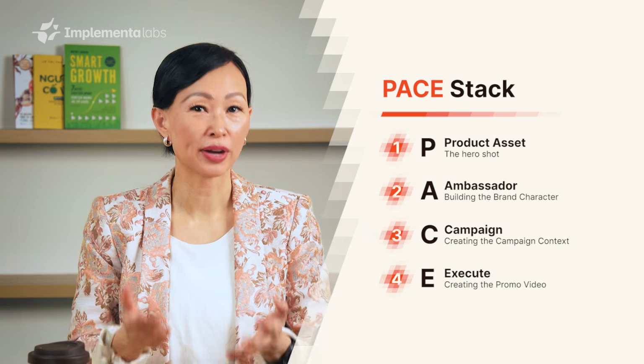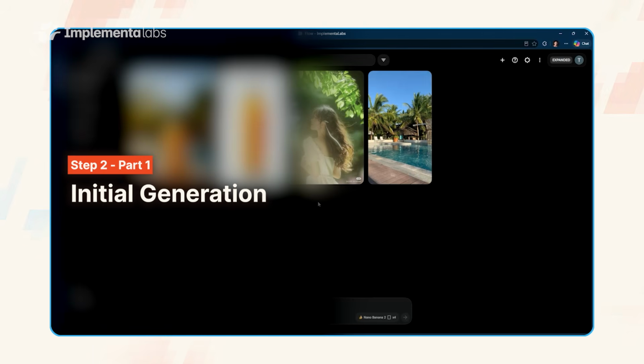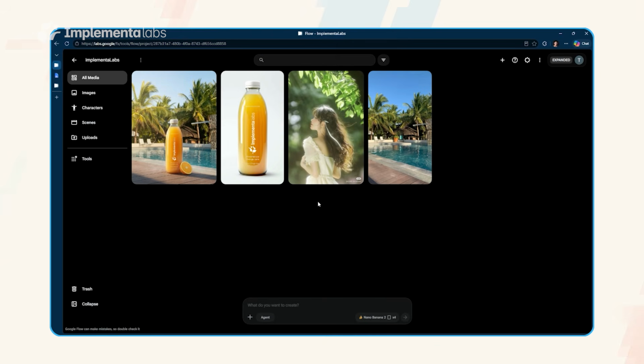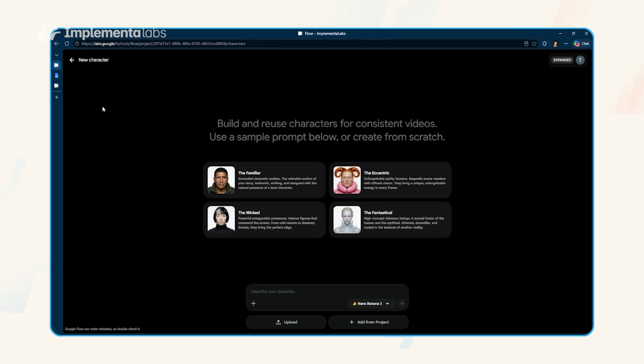Next, we need to create our brand character. This is a 2-part process. Part 1, initial generation. Now, to create your brand character and keep their appearance consistent throughout your campaign, we are going to use the character feature in Flow. This is one of the latest updates from Google to help you organize your assets. Setup character. First, inside your project dashboard, just hover over the left sidebar and click on the Character tab. Right here, you'll see a few options. You can either browse through the ready-made prompt presets, or you can create your very own from scratch.